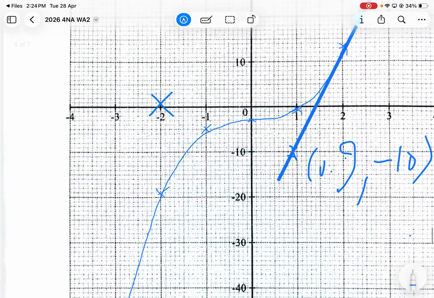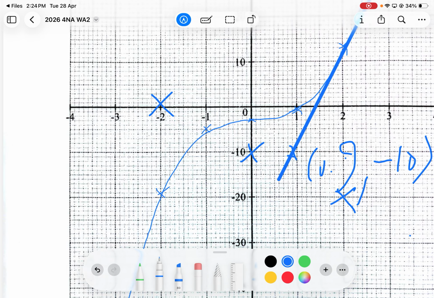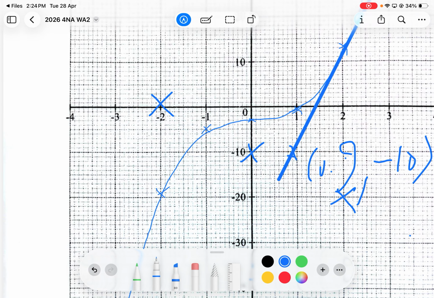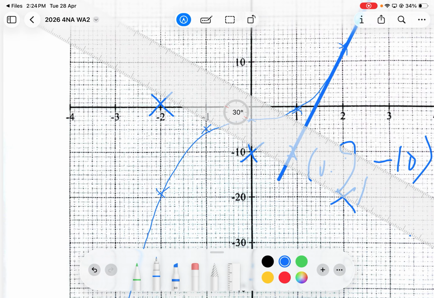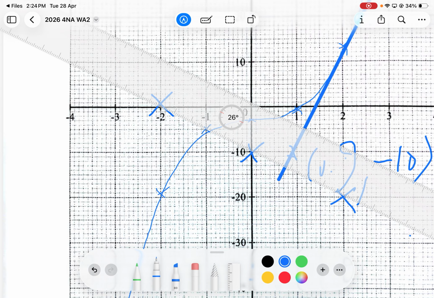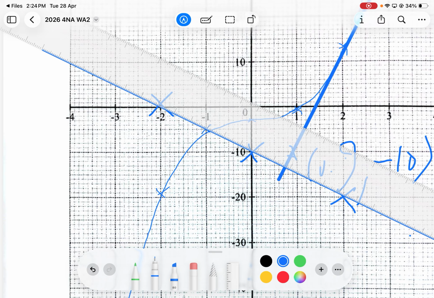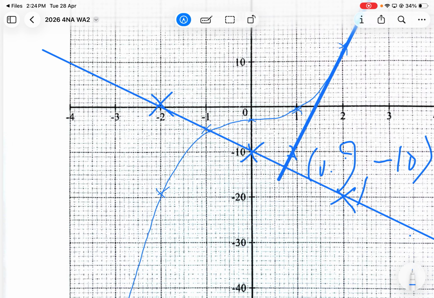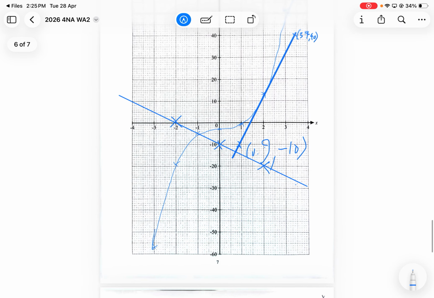So 1 point here, 1 point here, 1 point here. Okay? Then I join these 3 points together. That is the line that I want. So your line should be like that. Sloping downwards and passing through. Like that. Okay, like that. So this is your curve. This is the straight line that you later draw on. Then we continue next lesson. Okay.